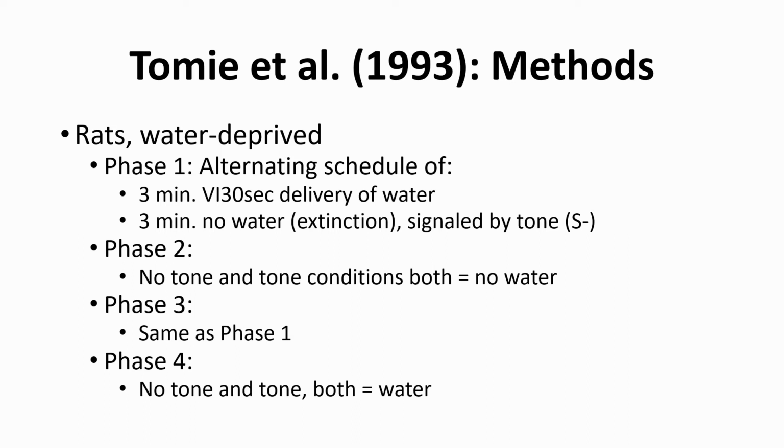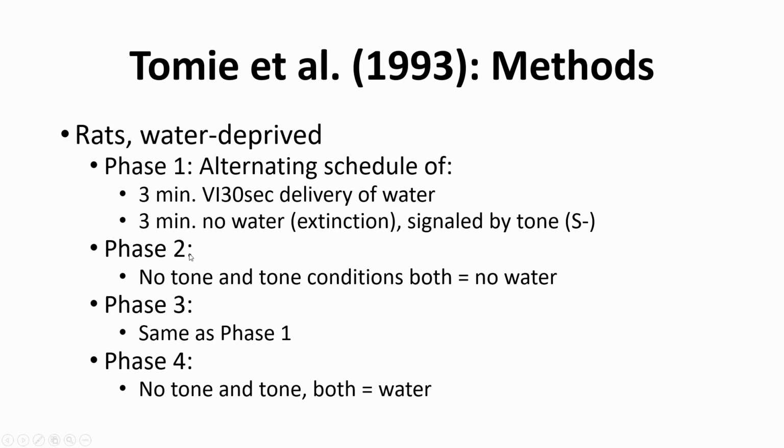So that tone tells us that water will not be delivered. Whenever that tone isn't present, water is delivered on that 30-second variable interval schedule, but whenever the tone is present, there's no water. Phase 2, there would be no delivery of water no matter what. Whether there was a tone or no tone present, they get no water. Phase 3 was the same as phase 1, where sometimes water is delivered and sometimes there's a tone telling them that extinction is going on and that they won't get water.